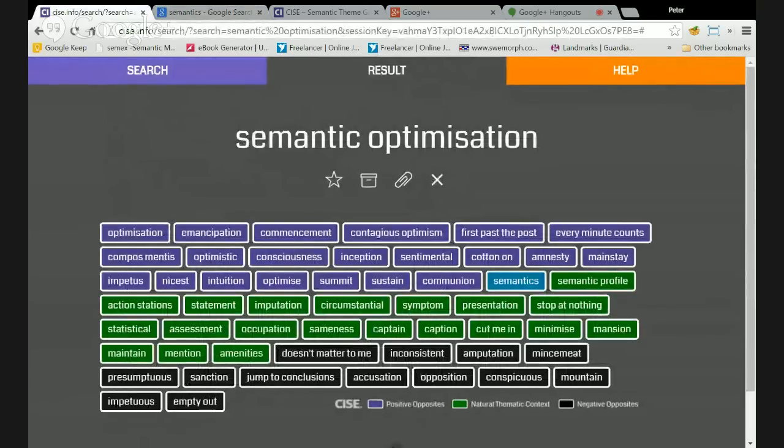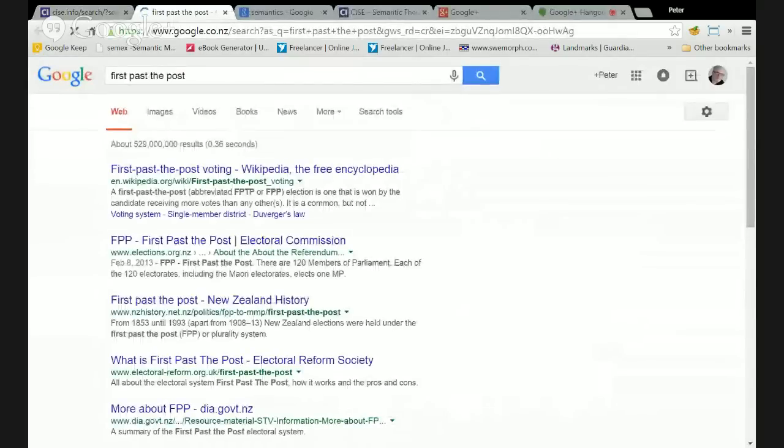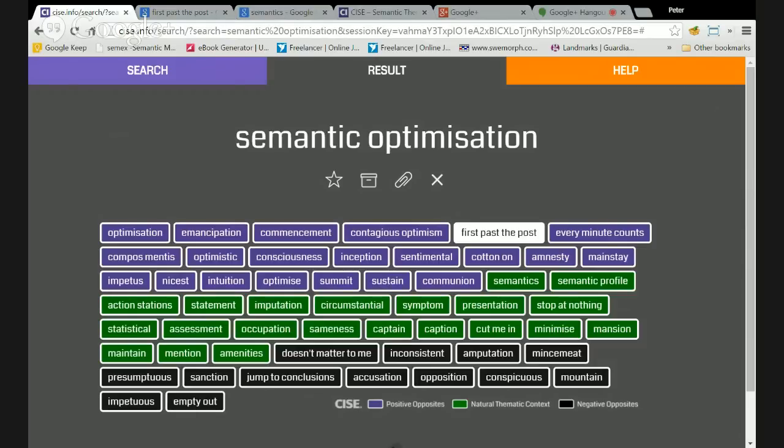Say if you see something there and you think, oh, I don't know what that means. It'd be interesting to see what they say about first past the post. The most likely one comes up, which is the one that we used to have here in New Zealand, which was first past the post up until a few years ago. And so it gives you that history and historical background.